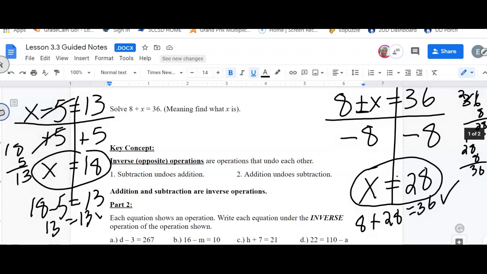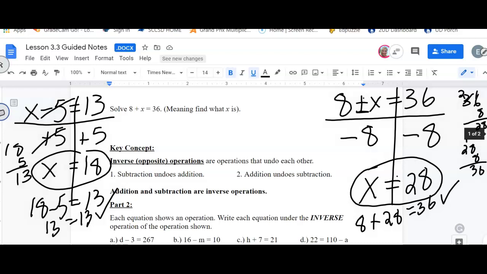Equals 13. Checks off. Okay? Alright, here we go. Now to the next part. Write your answers in your guided notes for this question.